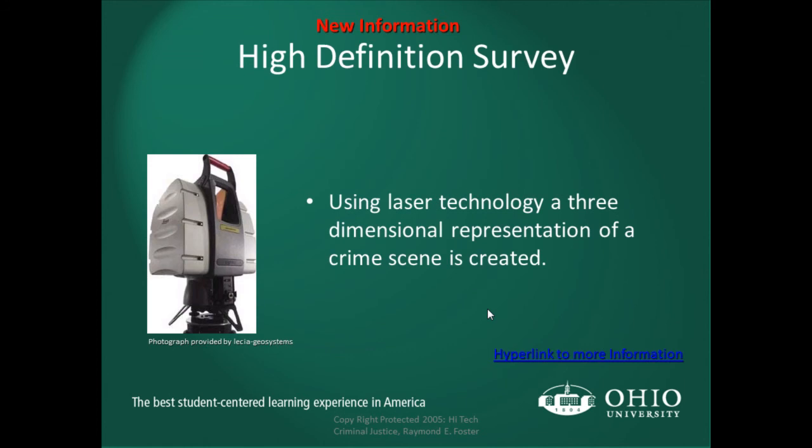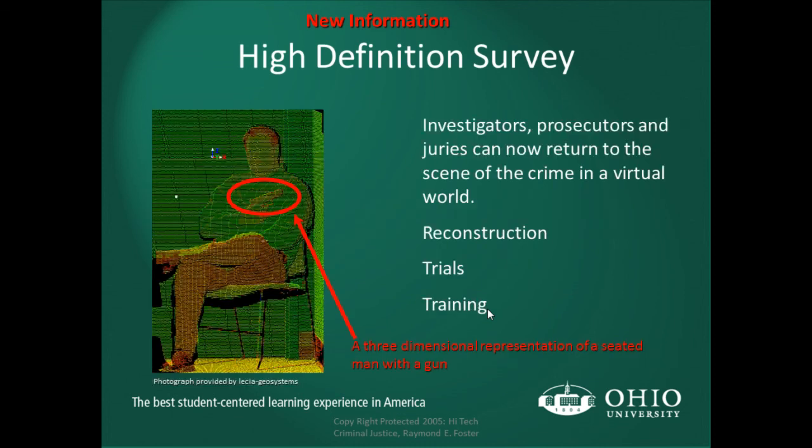Another thing that we see, more so in crime or crash scene investigation, is the use of high definition survey. It's a laser technology that gives you a 3D representation of a crime scene or a crash scene. And this is a photograph provided by that. This is a three-dimensional representation of a man seated with a gun. So it gives people a way to reconstruct a crime scene and to go back and look at it at a later date.